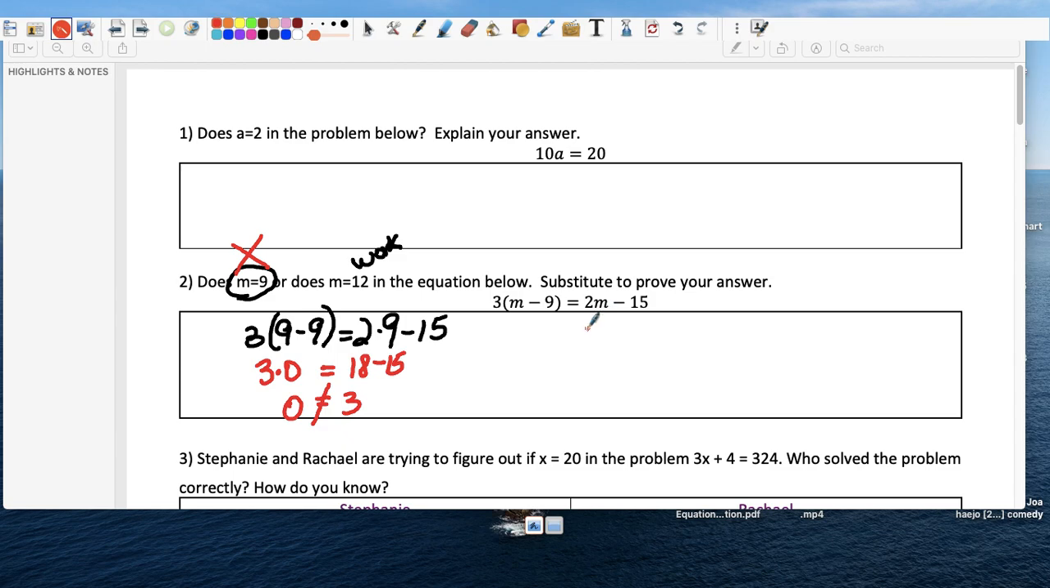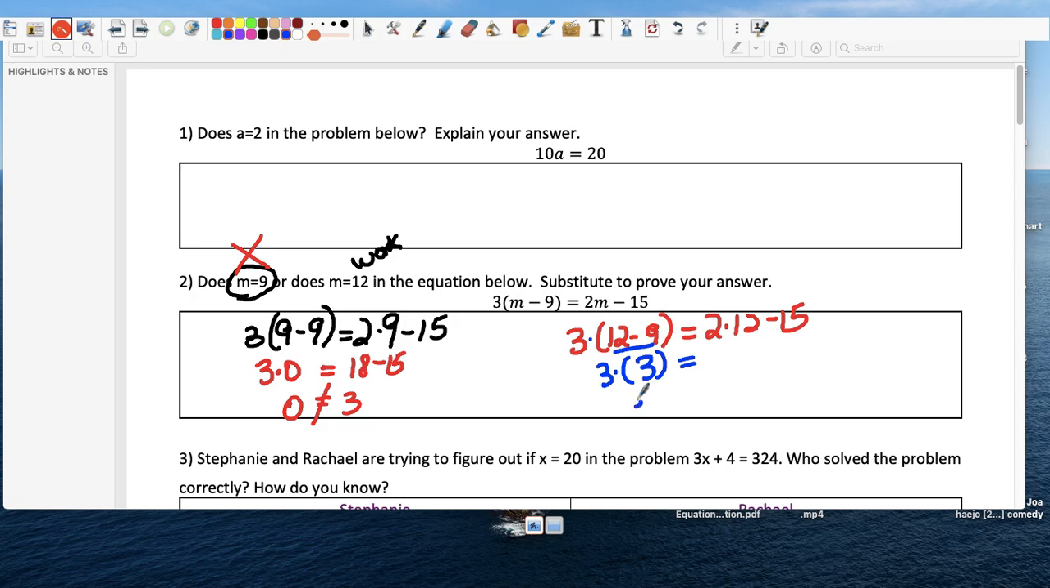Let's try with 12. It's going to be 3 times 12 minus 9 equals 2 times 12, right? So cambiamos el m por 12, minus 15. Let's see if this works. Aquí dentro, 12 minus 9 is 3. And then don't forget we're multiplying por el 3 que está afuera.